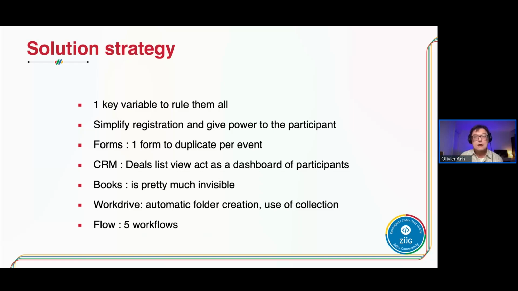For the CRM, we are using the deal list, the really classic list view that everybody knows. We have all the columns, so it's really simple. I just colored all the stages, so you know exactly, if it's red, if it's green, whatever color, which stage the participant is at. Is it registered? Is it verified? Has he paid, etc. Books is pretty much invisible. It's just sending invoices, so it's just a workflow that pushes the invoice creation, and that's all. It just gets an email. You only need to go to Books to see what's happening at the end of the fiscal year.